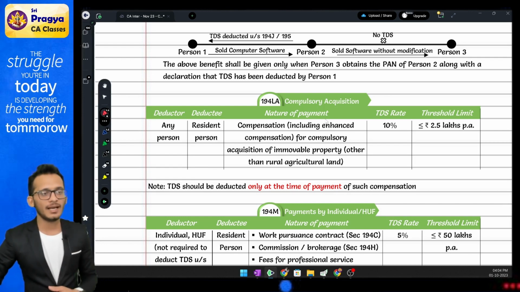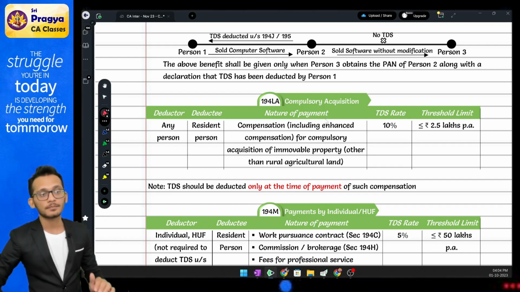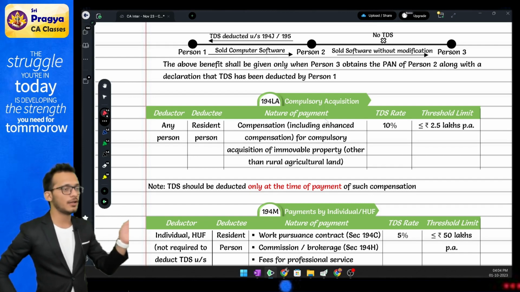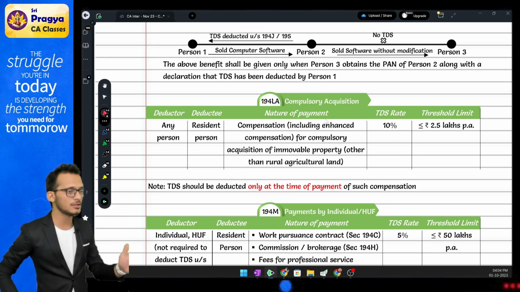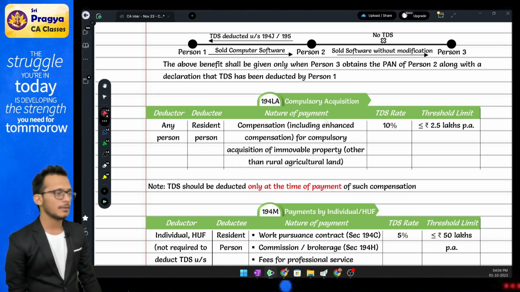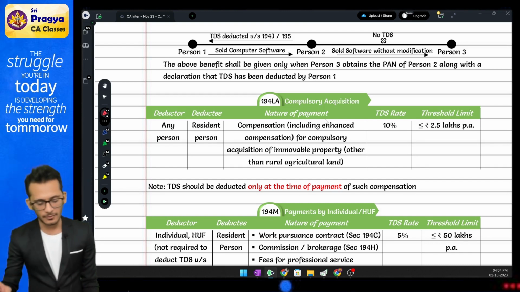On a threshold of 50 lakhs, which means up to 50 lakhs no TDS, above 50 lakhs, for all of it, 5%. Understand, the section will only apply in case the individual or HUF is not satisfying the tax audit conditions, or the individual or HUF is making personal payments. This was your 194M. After 194M comes 194N.